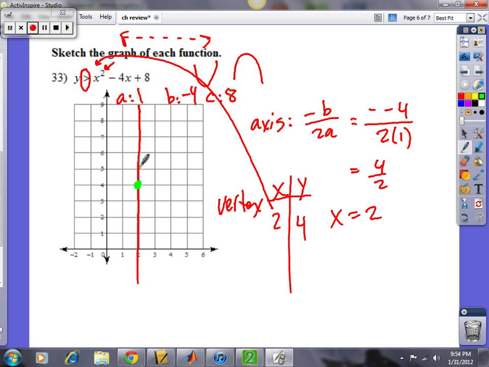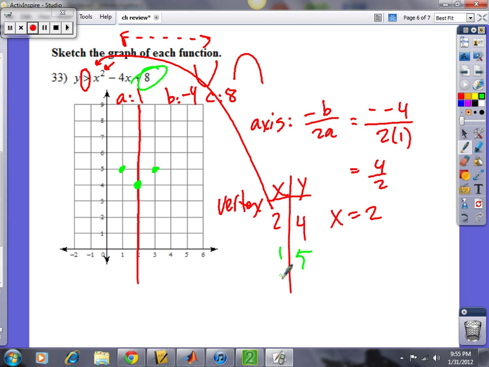Now I'm going to stay close to this line of symmetry. I'm going to plug in 1 or 3. I'm going to choose 1. Okay, drop 1 in. 1 squared is 1 minus 4 times 1. It's -3 plus 8 is 5. So I'm going to go over 1, up 5. And then I get a dot for free because it's symmetric. It reflects across that line.